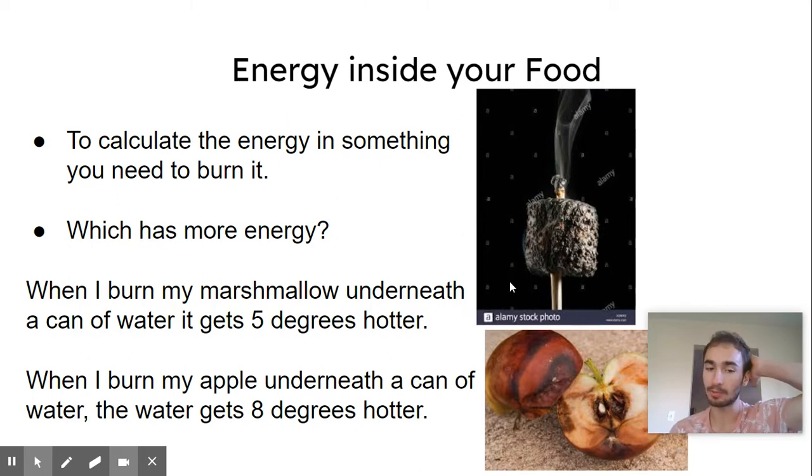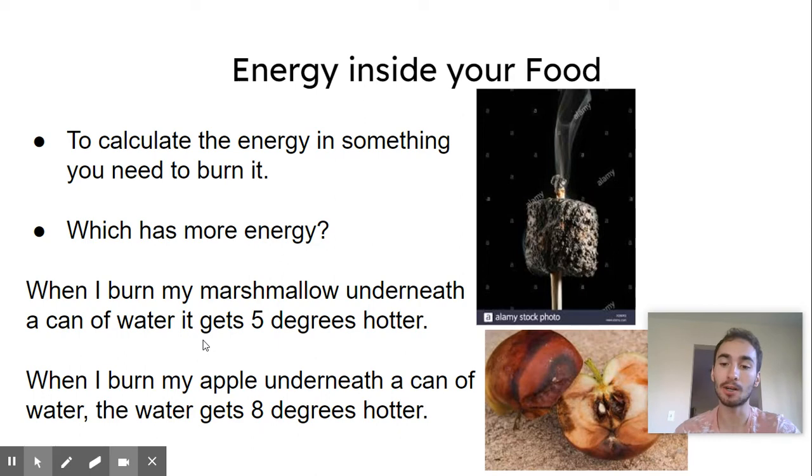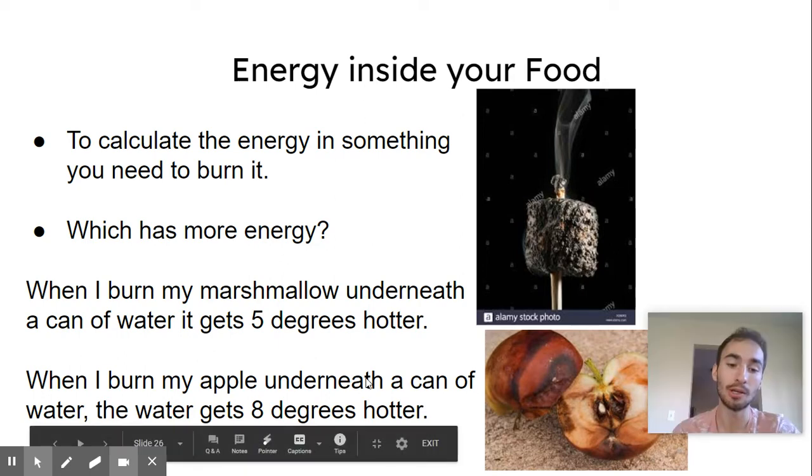If I burn a marshmallow underneath a can of water, it gets 5 degrees hotter. And then when I burn an apple under a can of water, the water gets 8 degrees hotter. Try and think which one has more energy, the apple or the marshmallow, based on what I just told you. You should have said the apple because more of the chemical energy turned to heat energy, which made the can hotter than the marshmallow.